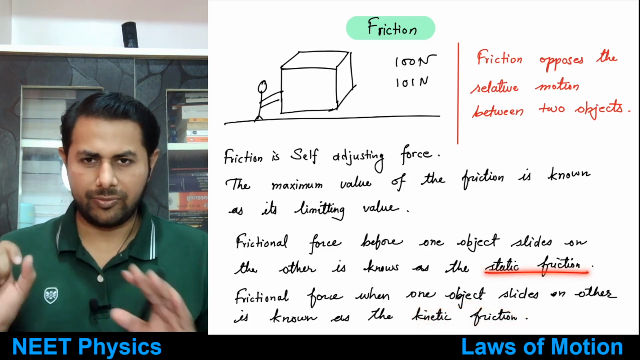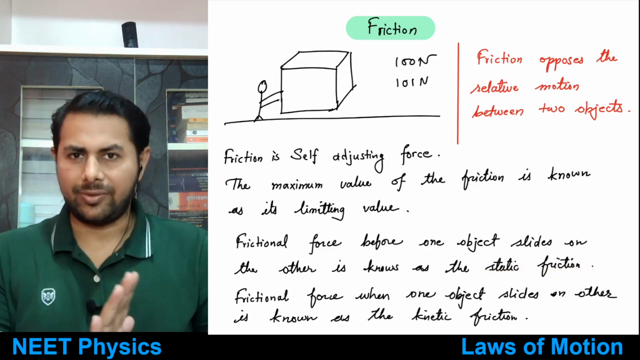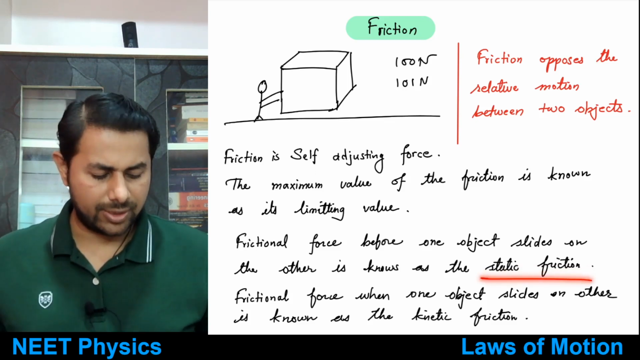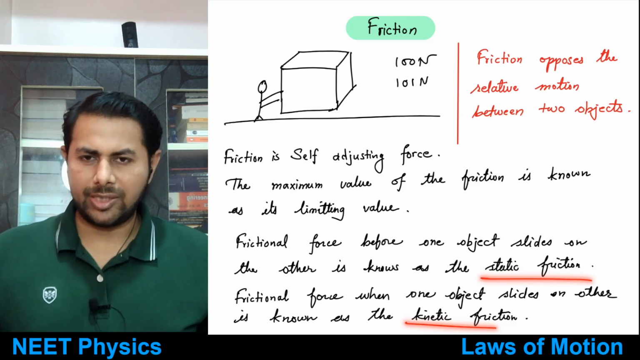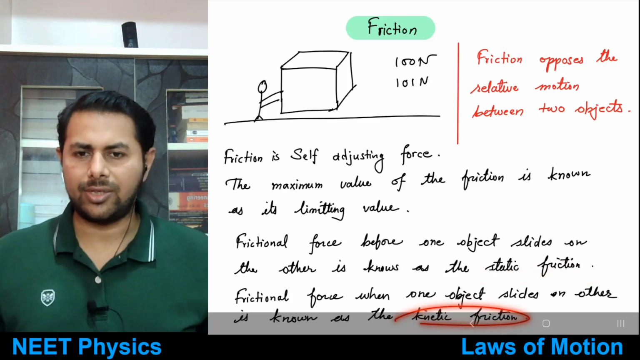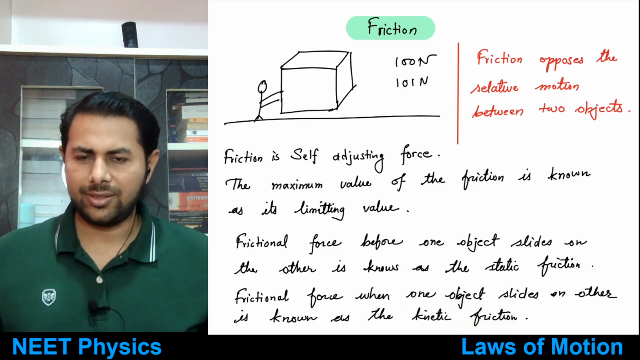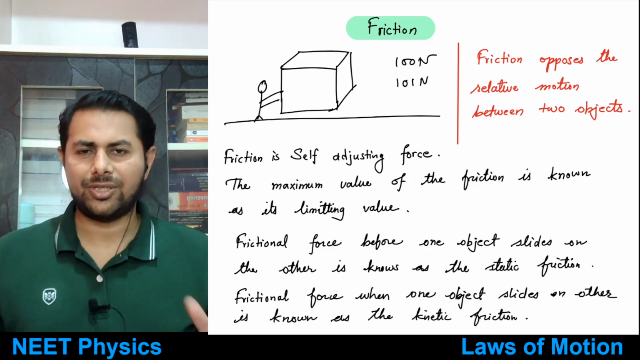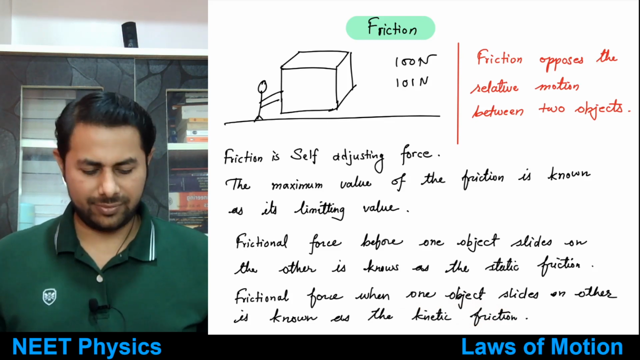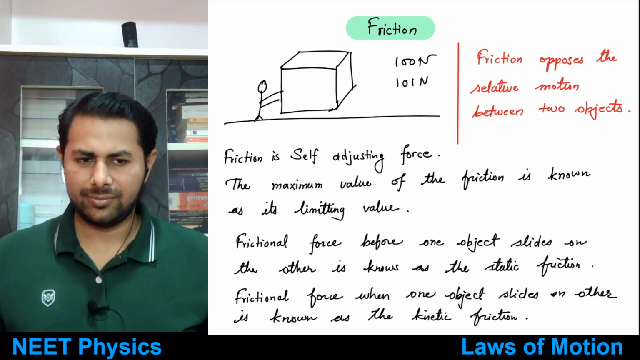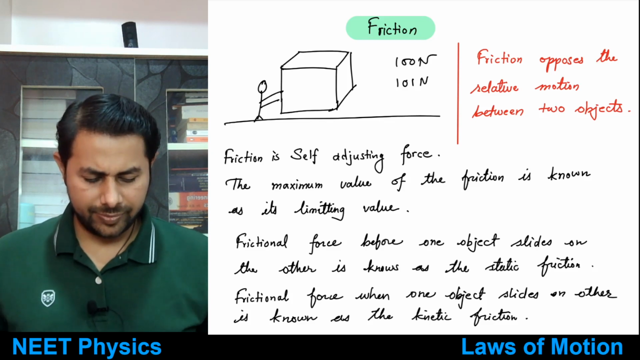So the first one, when the body is not yet sliding over the other body, is known as static friction. Once it begins to slide, the friction between them is known as what? The kinetic friction. This is clear? Yes, no? And static friction is greater than kinetic friction. Okay, good.